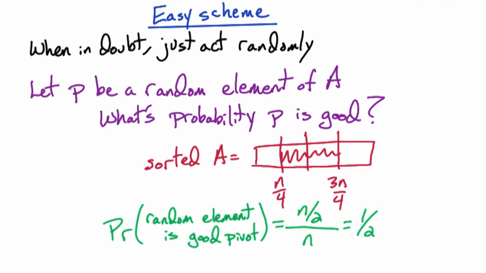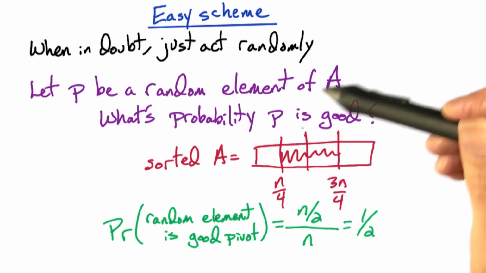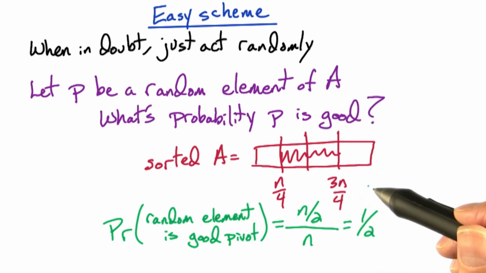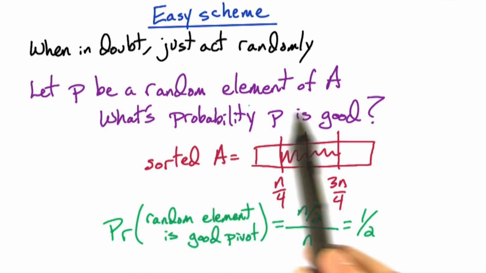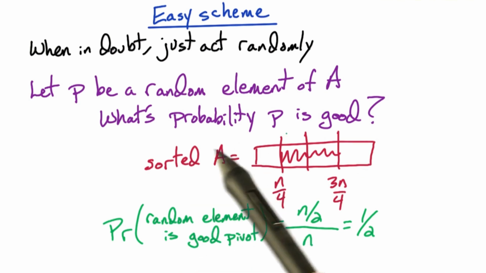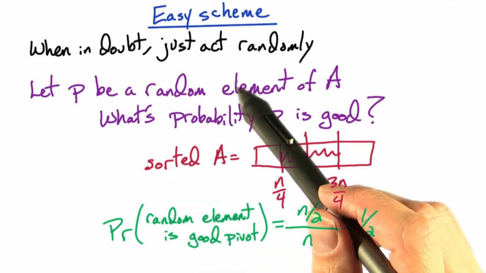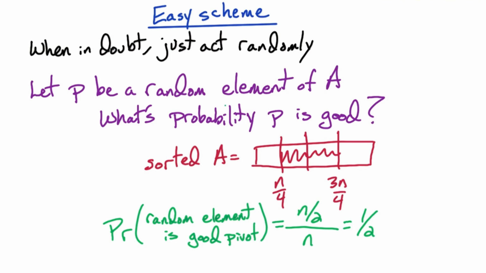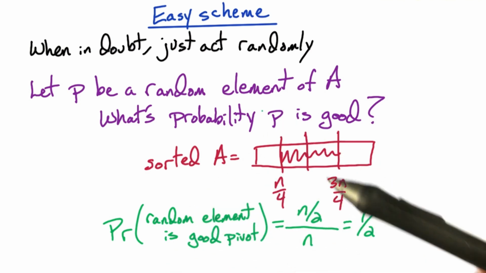What happens if it's a bad pivot? What should I do in that case? Well, I can rerun this experiment again. So I choose a new random element of A, and then I check whether it's a good pivot or not. If it's still a bad pivot, then I run the experiment again, and I keep going until I find a good pivot. Once I find a good pivot, I use it.